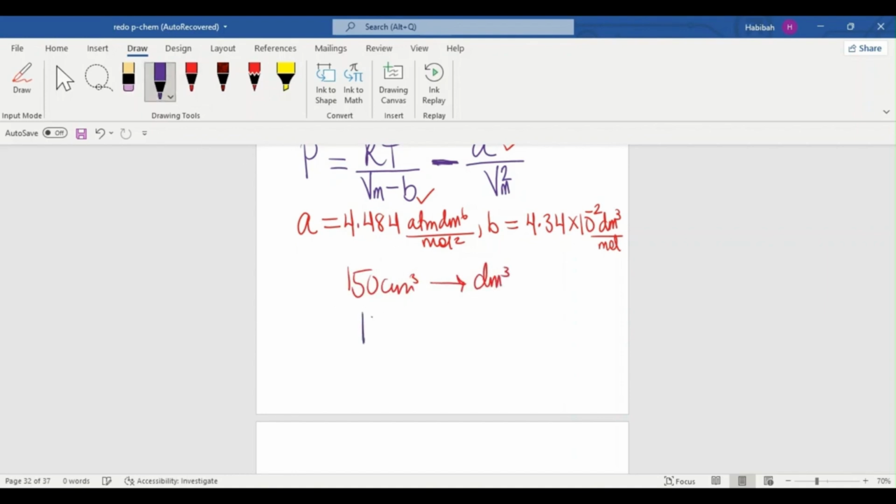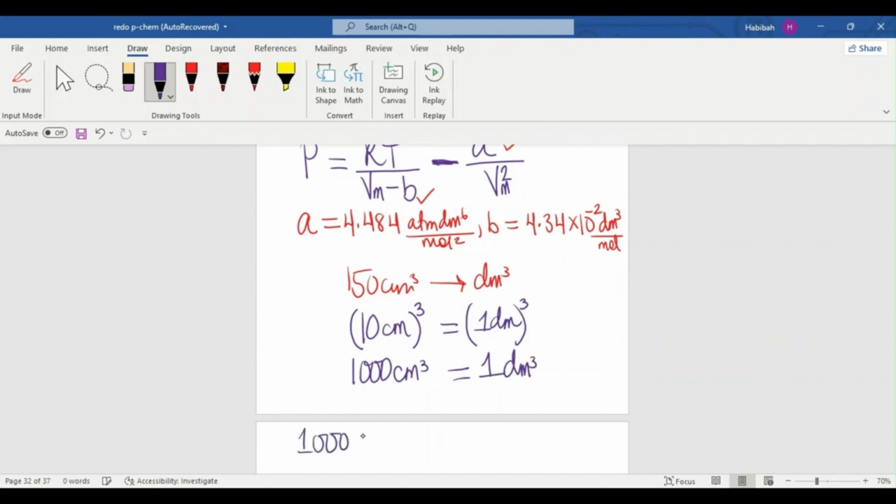So let's remember 10 centimeter equals 1 decimeter. Let's do a quick conversion refresher. You have 10 centimeter is equal to 1 decimeter. So 10 centimeter cubed is equal to how many decimeter cubed? You have 10 times 10 times 10, which gives you 1000 centimeter times centimeter times centimeter, which is centimeter cubed. And then 1 times 1 times 1 gives you 1 decimeter times decimeter times decimeter, which is decimeter cubed. So 1000 centimeter cubed would give you 1 decimeter cubed.